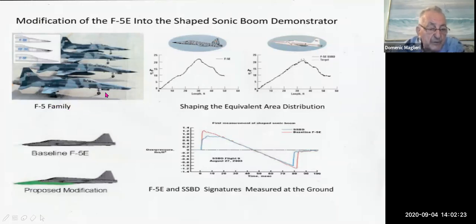And it turned out to be a pretty convenient operation. We found that the F5E and the F5F, the difference was almost 4 feet, which was the distance that we needed to modify the F5E to give us a shape signature. The way we did that is, if you take a look at the equivalent area distribution of the F5E as a function of distance along the fuselage, it builds up like so. And every time you have a little change in slope, you have a shock there.